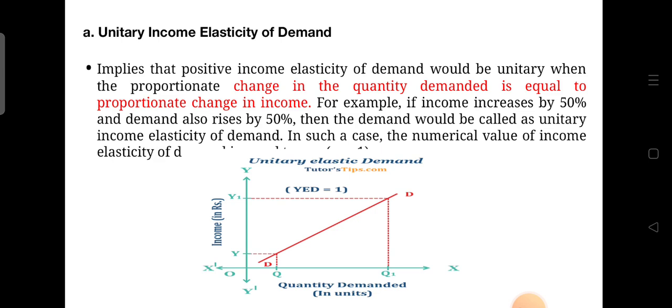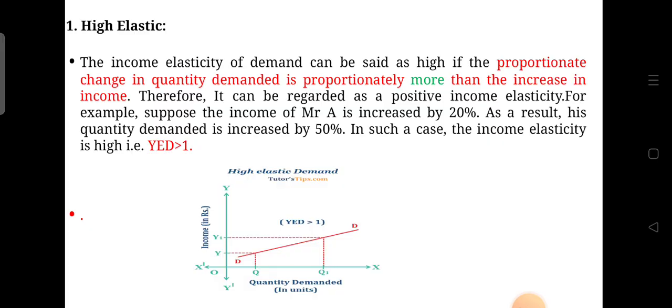The next one is high income elasticity of demand. Income elasticity of demand is high if the proportionate change in the quantity demanded is proportionately more than the increase in income. Therefore, it can be regarded as positive income elasticity. For example, suppose the income of Mr. A is increased by 20%. As a result, his quantity demanded increases by 50%, or almost double, right? In this case, the income elasticity is greater than 1. You can see here, when the income is y, the quantity demanded is q. When the income has increased by 10%, the quantity demanded has increased by 20 to 30%. That's why there is a huge difference between the income and the demand, and so it is called high income elasticity of demand.